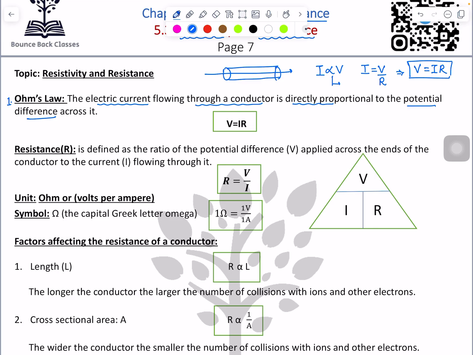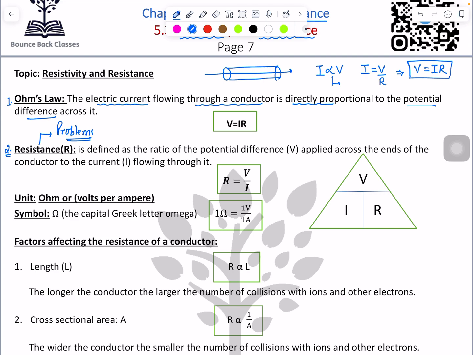Now here is the first word: V is the potential difference. As we know, I is the current. But the third factor is the resistance. Resistance means the problem that occurs when the current is flowing from one position to another position. So this is our second term, the resistance. I told you resistance means problems in the path of the current.